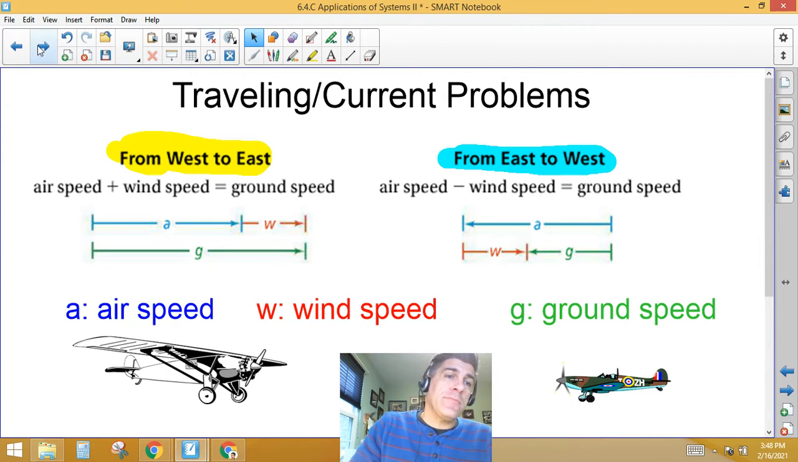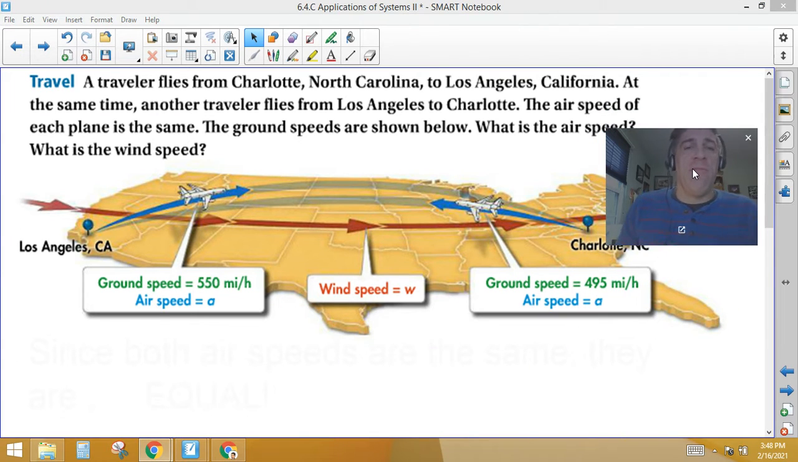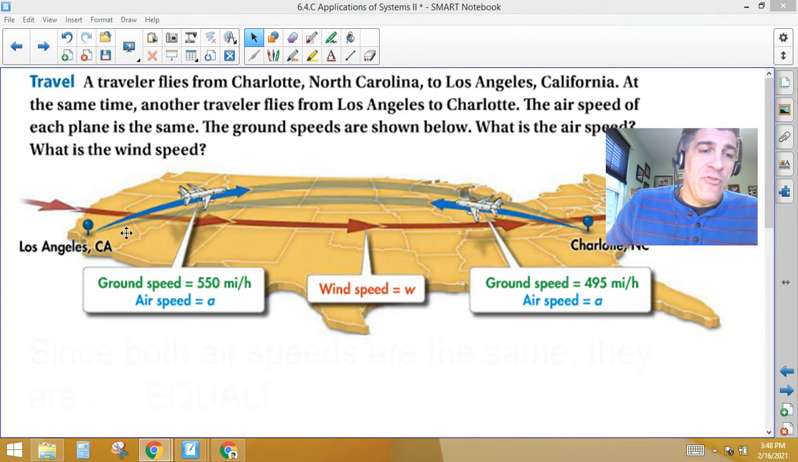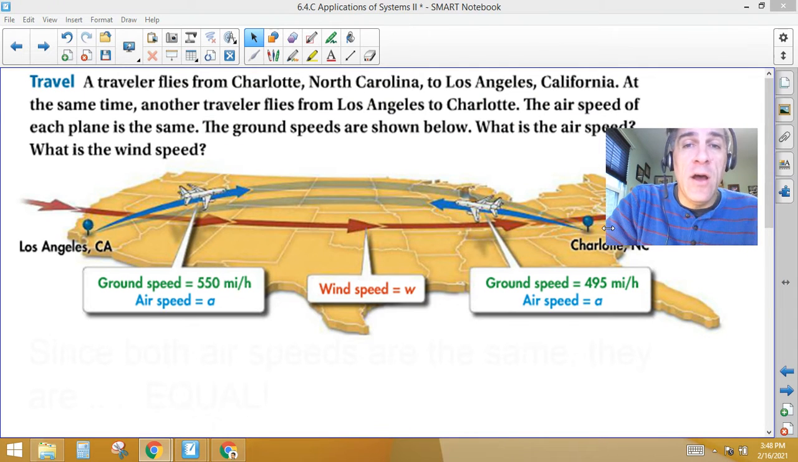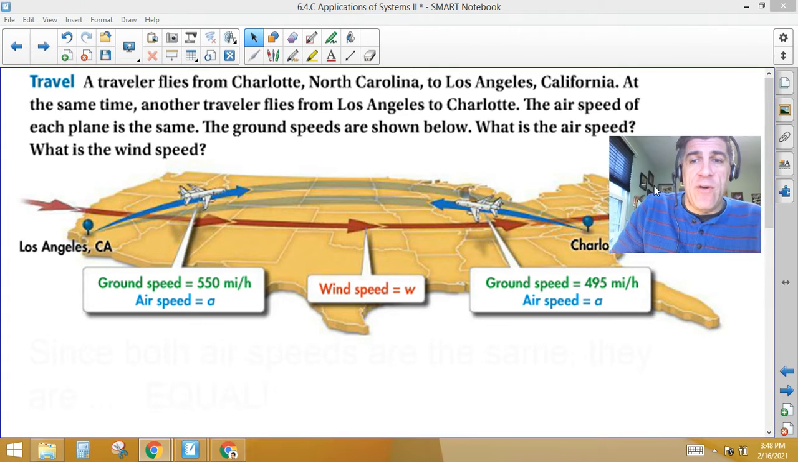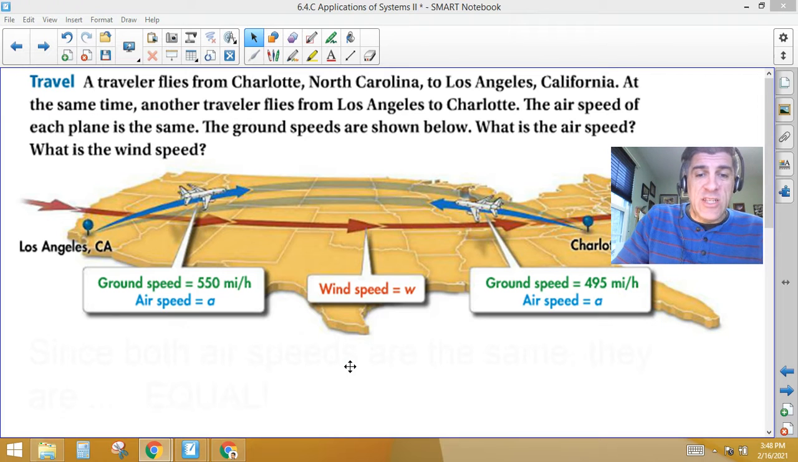All right, so here we have a problem. A traveler flies from Charlotte, North Carolina, over to California. At the same exact time, somebody leaves California and is going to Charlotte. They're both leaving at the same time. The airspeed of both of these planes is the same. The ground speed for the eastbound plane is 550, and the ground speed for the westbound plane is 495 miles per hour. I want to know, what is the airspeed and what is the wind speed?